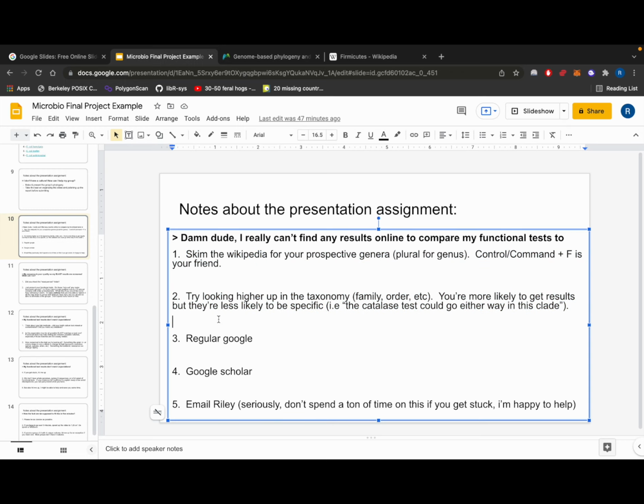If Wikipedia doesn't have anything, obviously Google is your friend. Google Scholar will get you, of course, your more academically oriented results. And honestly, if you're looking for a particular functional test for a particular bacteria, or your hypothesis genus is rare or understudied, and you are having a hard time finding these, do not spend a ton of time hunting down this information. Please just send me an email. I am more than happy to help you hunt it down, or to declare it a futile search and then maybe exclude that particular test from your analysis. I would advise against excluding a test without asking me first, though.